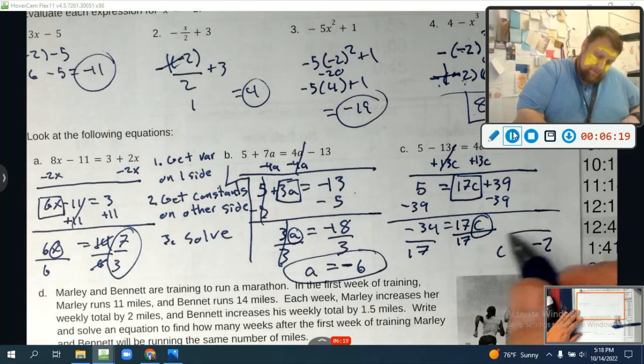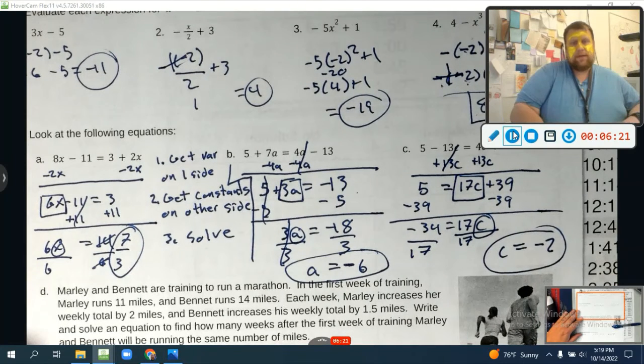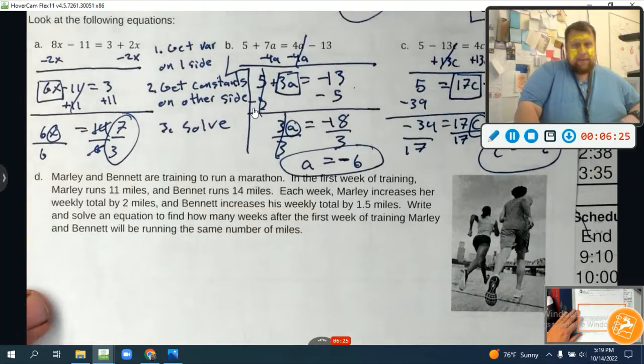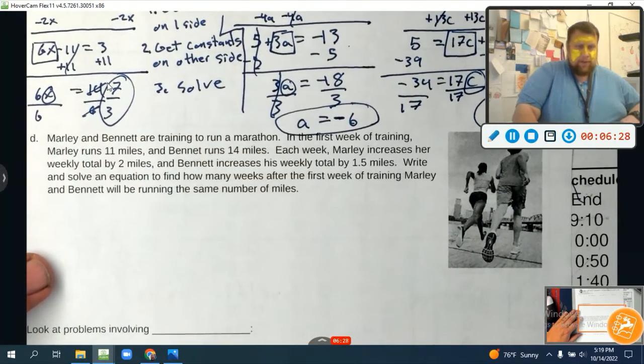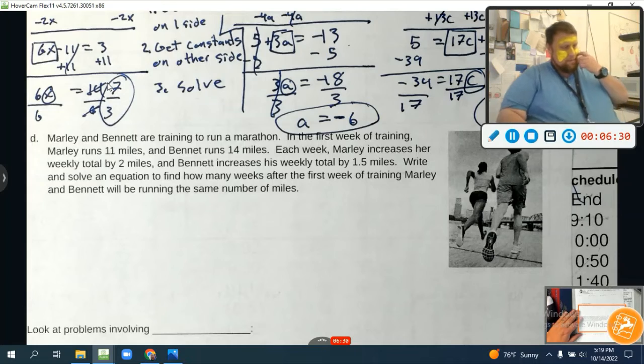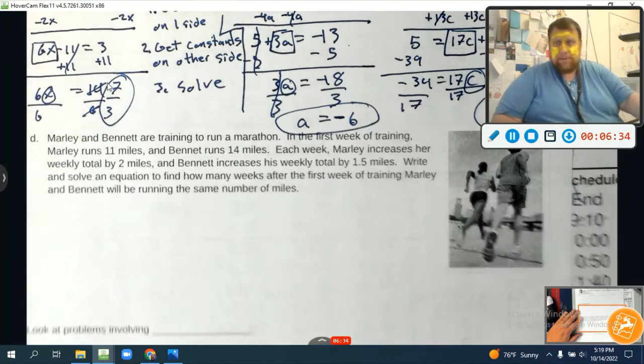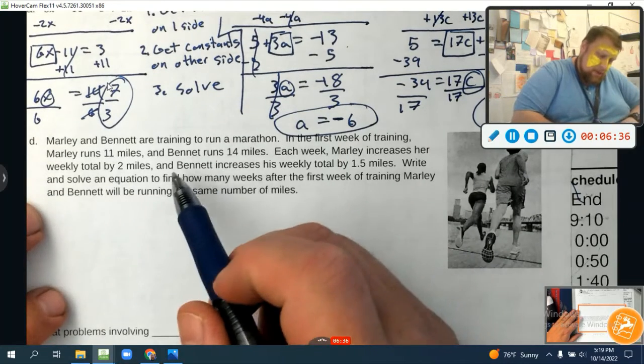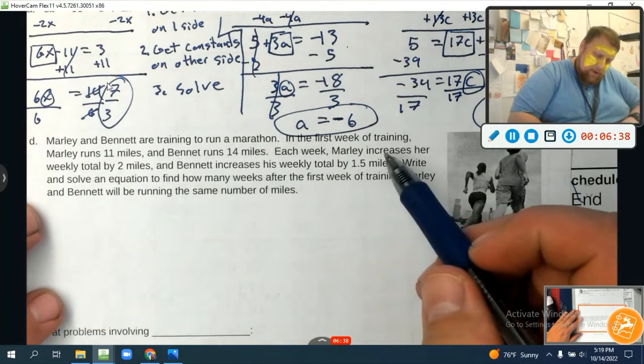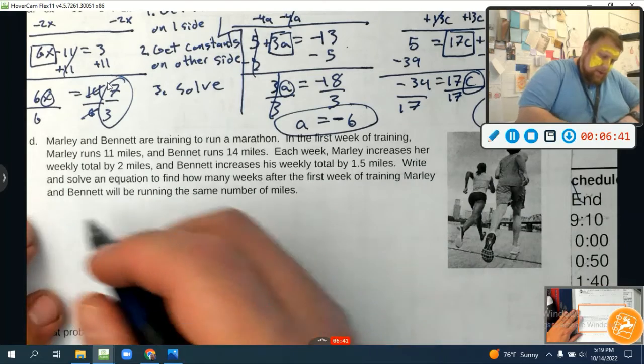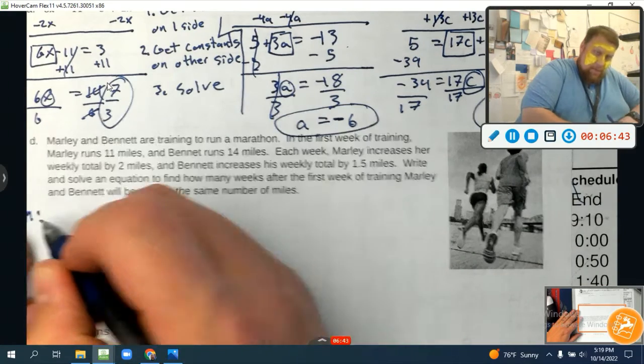Marley runs 11 miles, and Bennett runs 14 miles. So 11 miles, right? And we've got Bennett, good old Bennett, and Bennett runs 14 miles. Okay? Each week, Marley increases, that means adds, her weekly total by 2 miles.